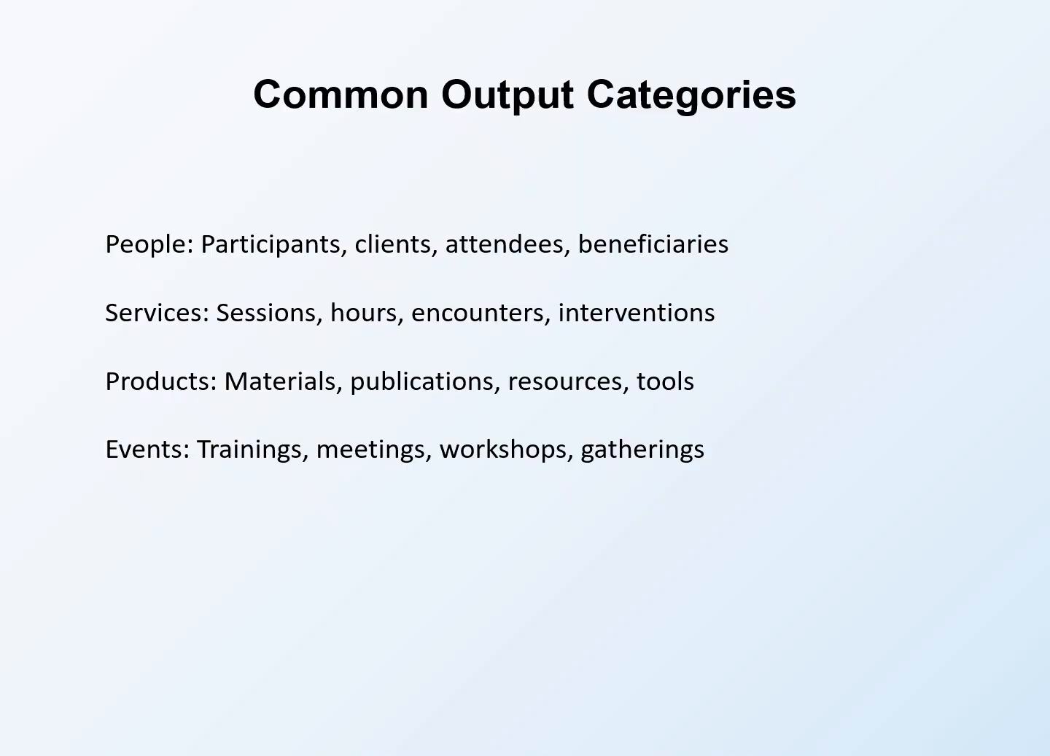Product outputs count materials, publications, resources, and tools. These measure tangible items created or distributed. Number of brochures distributed or curricula developed are product outputs. Event outputs count trainings, meetings, workshops, and gatherings. These measure programming conducted. Number of workshops held or community meetings convened are event outputs.